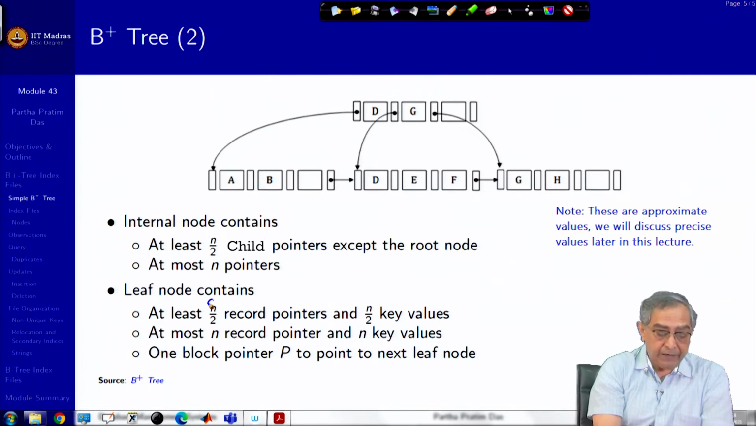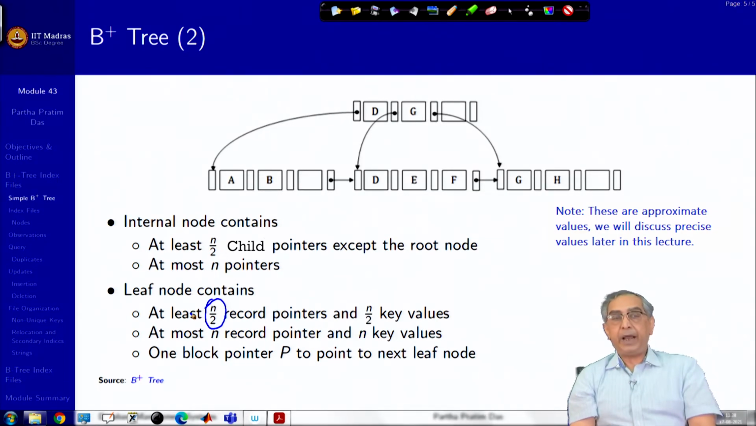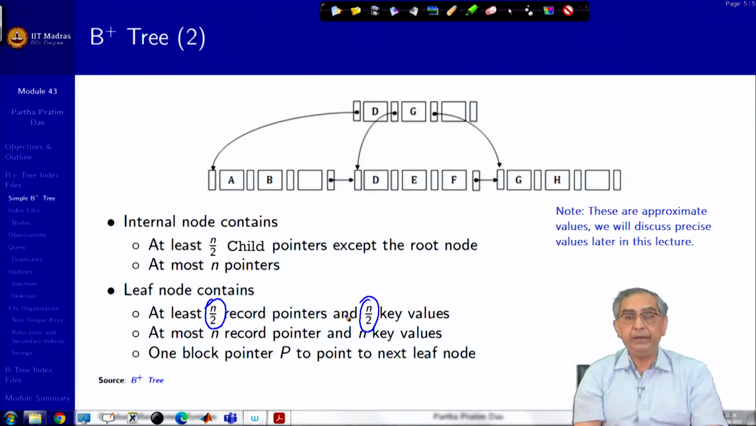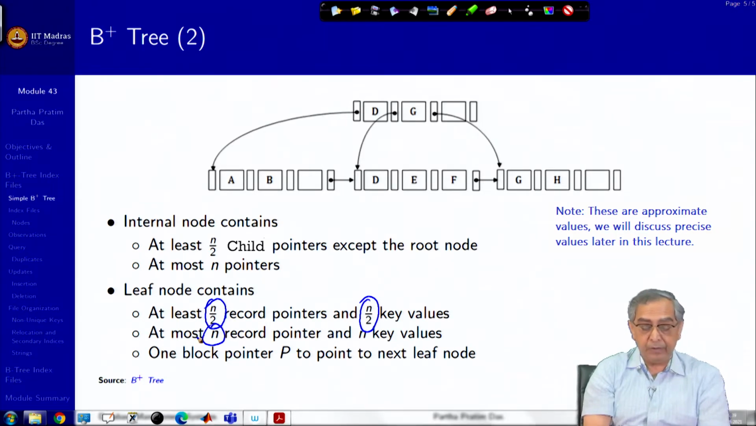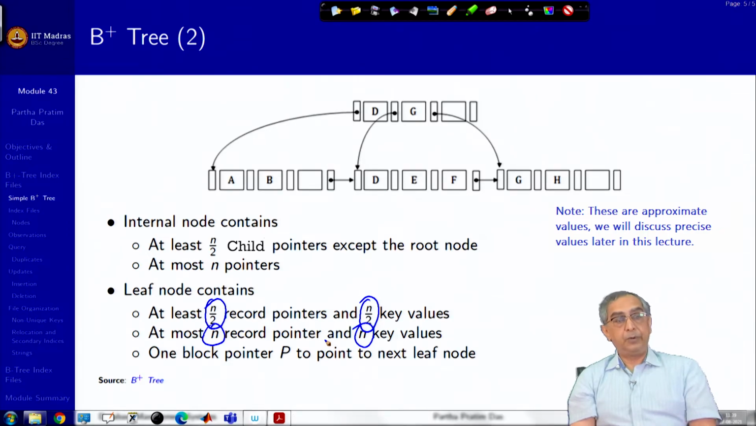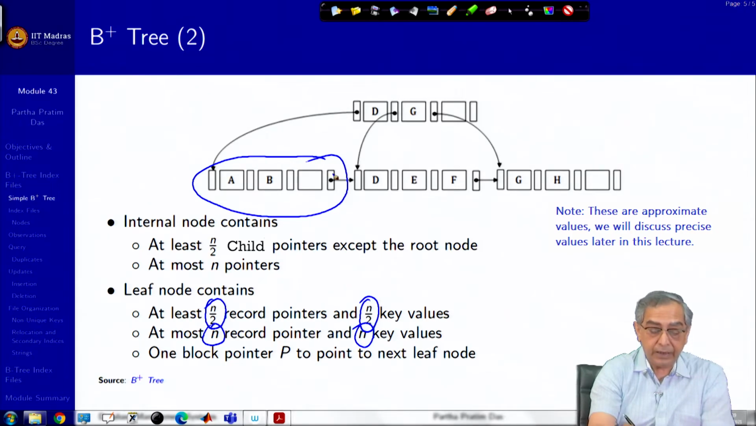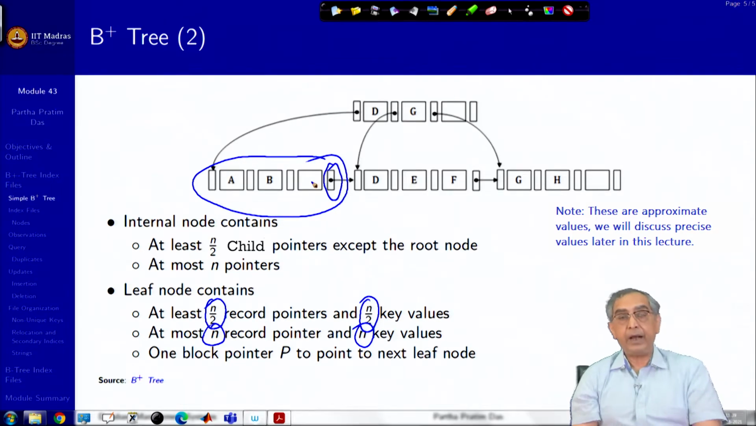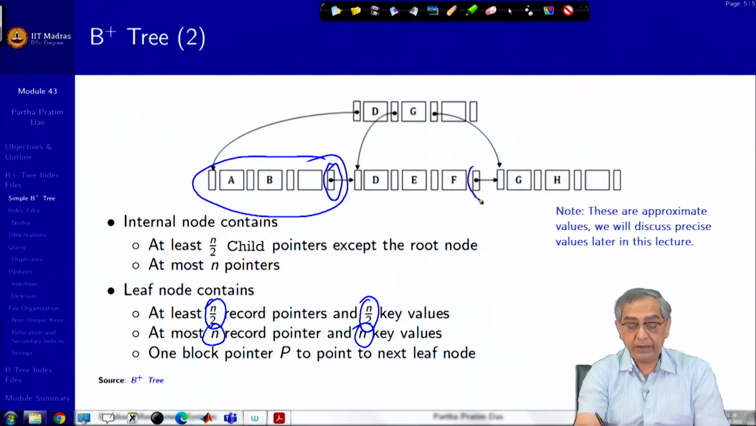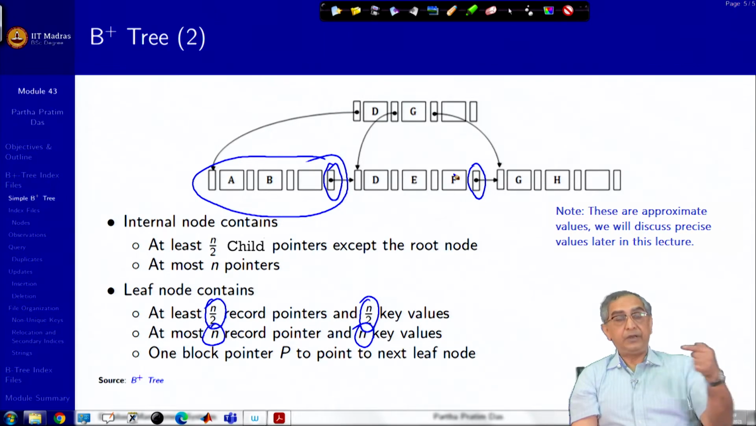In the leaf node also, there has to be at least n by 2 record pointers and n by 2 key values that finally you have found. Naturally, it will be full if this value goes up to n, and then it will need, say this is a leaf node, an additional pointer to the next leaf node for the linear search.